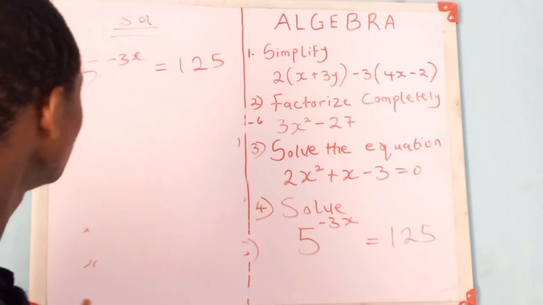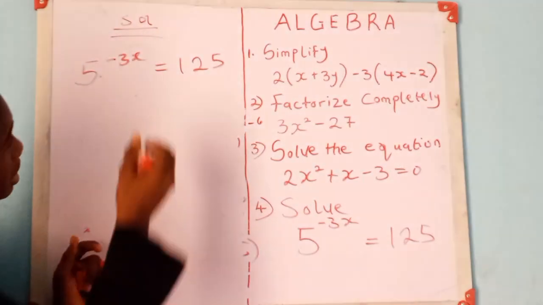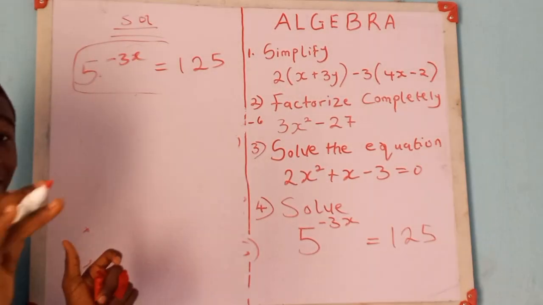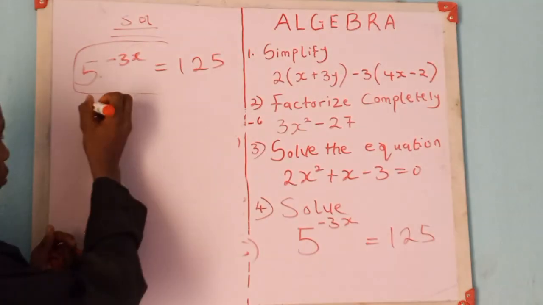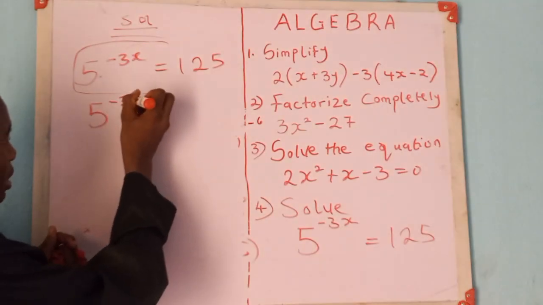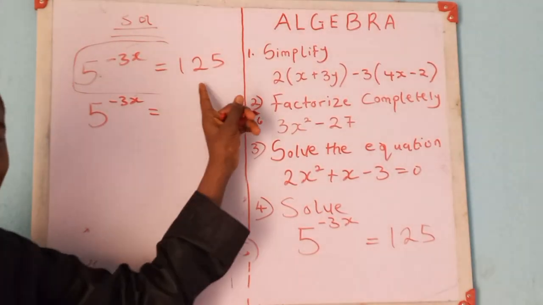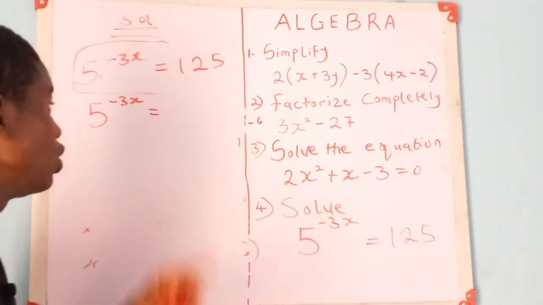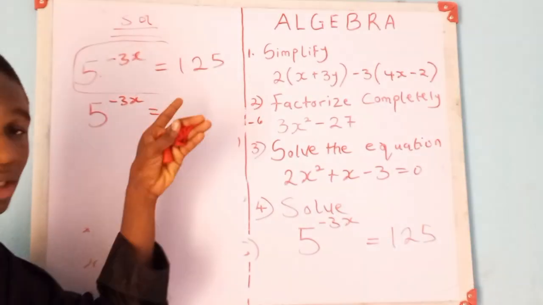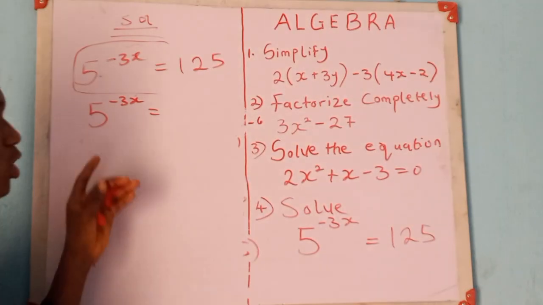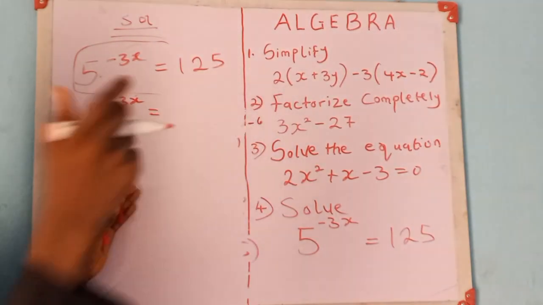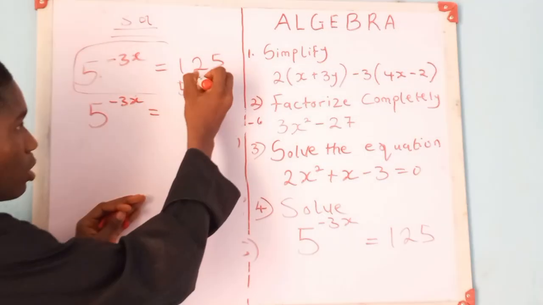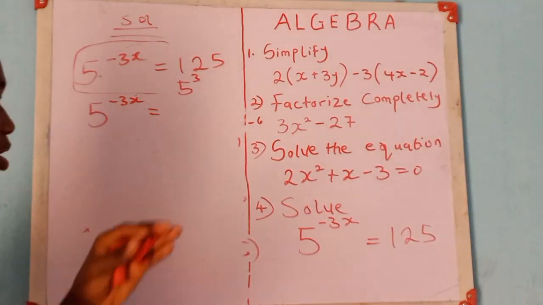So since we are looking for this unknown, and this is in the form of indices, we are going to say 5 raised to the power of minus 3x is then equal to. Now we need to break this 125 down to also have a base of 5. If you break this down, 125 is the same thing as 5 raised to the power of 3.